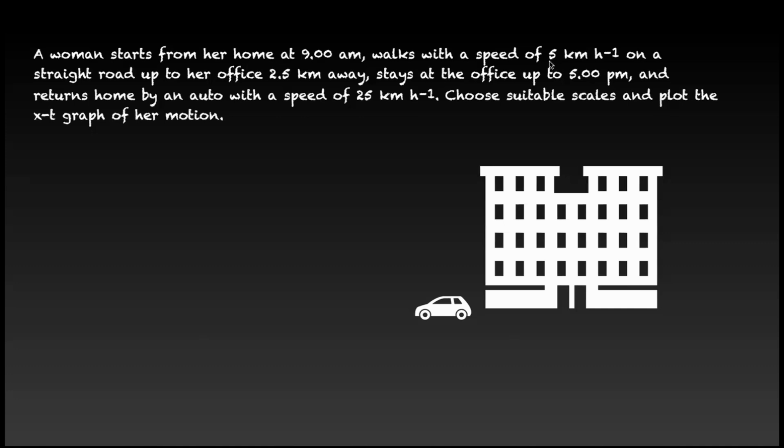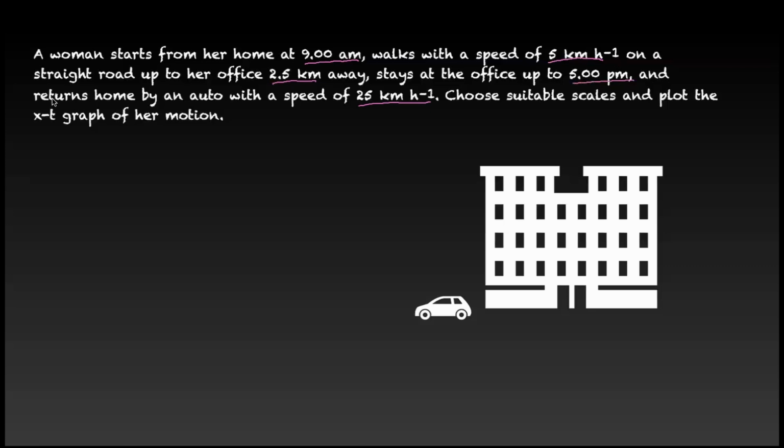Okay, what speed does she walk with? 5 km per hour. And what distance is the office? 2.5 kilometers away. And at what speed does she come back? 25 km per hour. What time does she start? 9 a.m. She starts to move to the office at 9 a.m. and she leaves the office at 5 p.m.